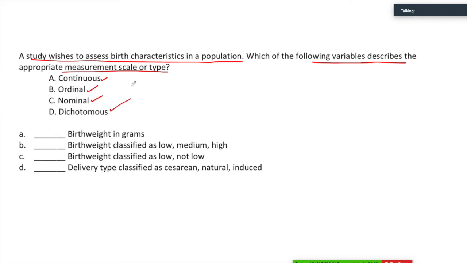Okay. And so birth weight in grams. If we measured all of our babies' birth weight in grams, would that be continuous, ordinal, nominal, or dichotomous? Okay, so let's put a pin in that one. Birth weight classified as low, medium, or high. Well, let's put a pin in this one. Yeah, good. So on C, we have low or not low. And then for D, delivery type as cesarean, natural, or induced.